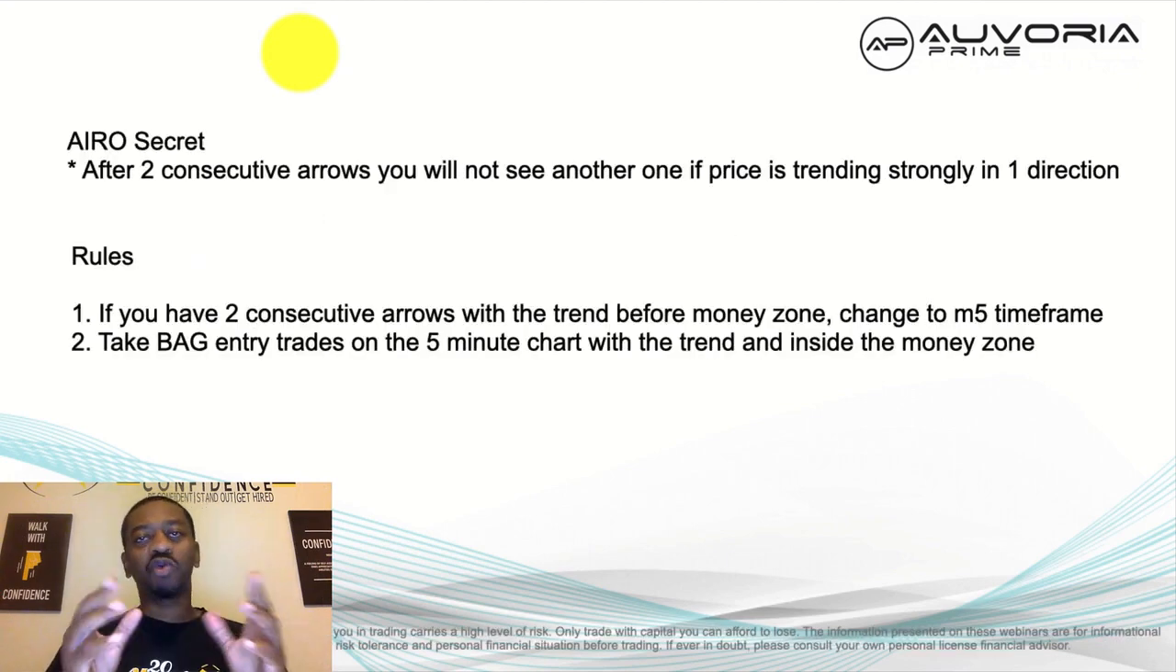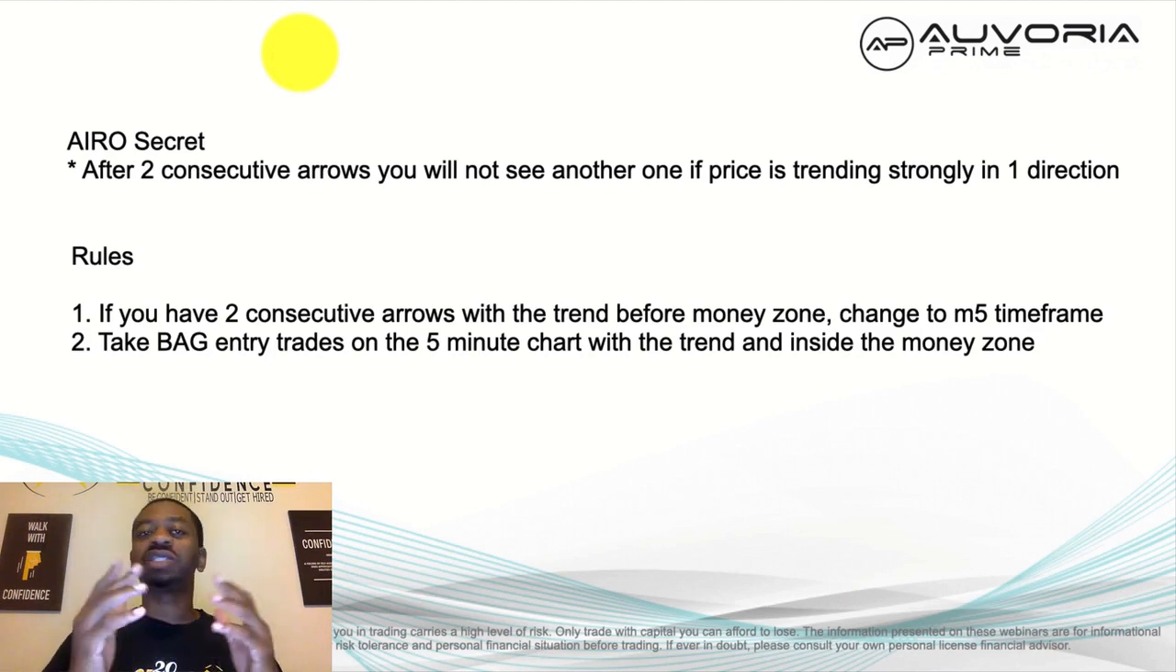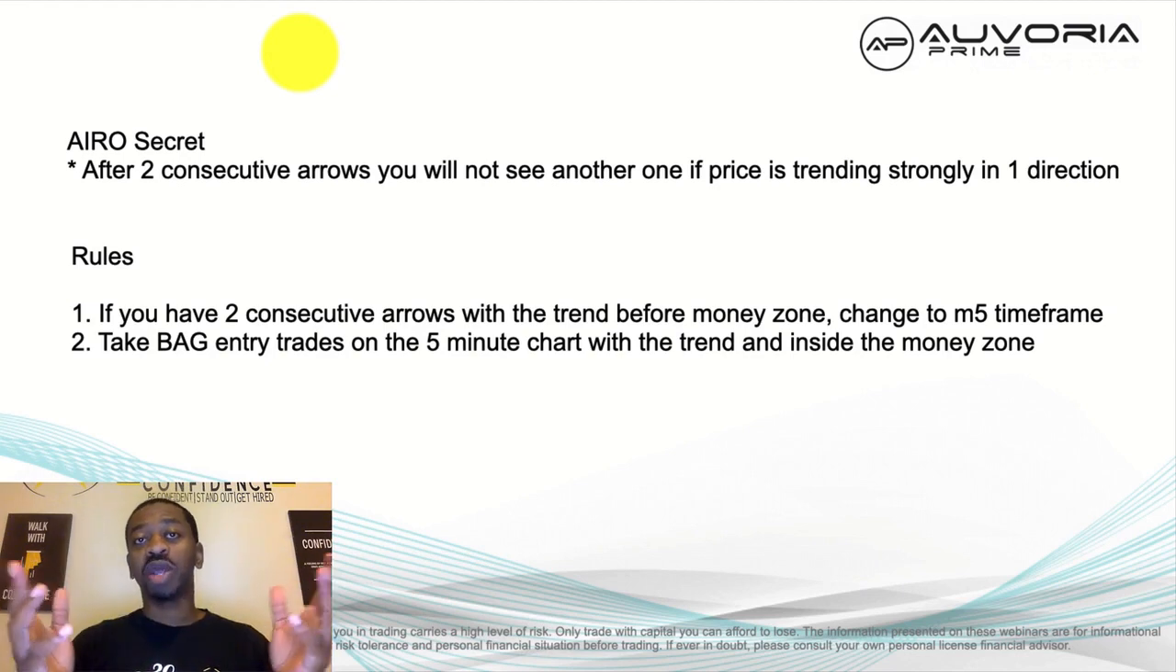So a quick Arrow secret. If you have 2 consecutive arrows in any trend, whether it be an uptrend or a downtrend, you will not see another one if price is trending strongly in that one direction. That's just the software itself. That's just the strategy behind the software. There will not always be an arrow for an entry. It could go 2 or 3 days without an arrow if price is trending strongly in one direction. Again, that's why there are multiple strategies that we utilize, but then also that's why we have this multi-time frame strategy as well.